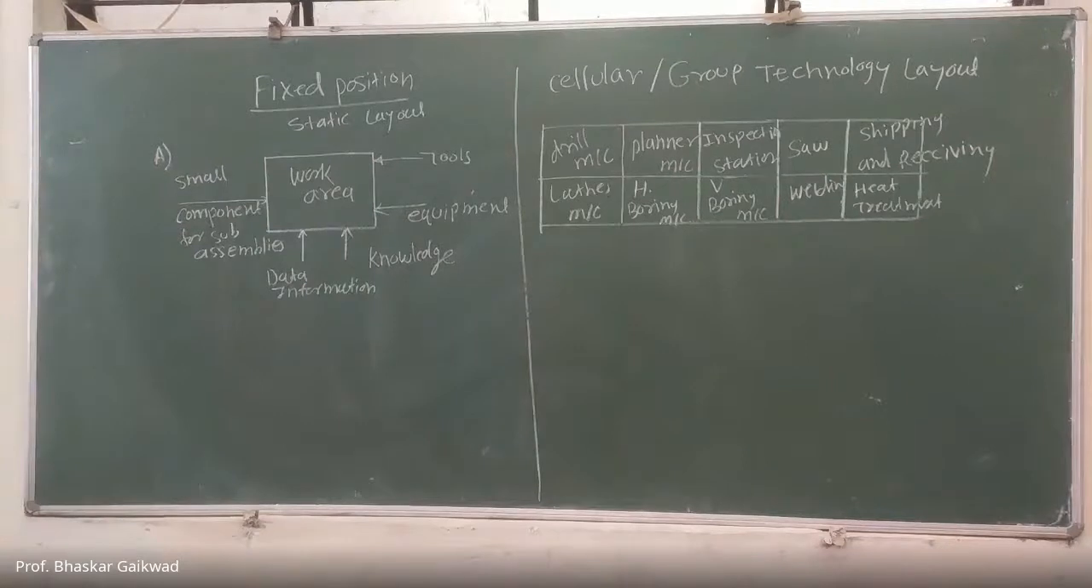Next point: in case of fixed position or static layout, material and subcomponents are positioned at a fixed position because they are either big or heavy. Material handling may be uneconomical, so here we cannot use cranes or conveyors for this purpose. Men and machines are moved to the place of material for the necessary operations. We can take some examples of this.